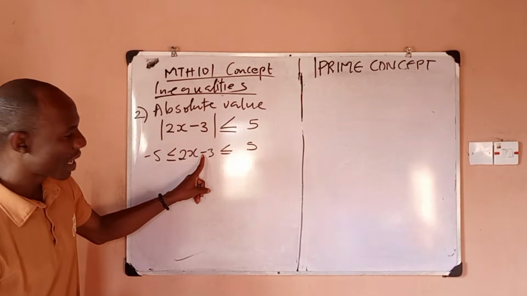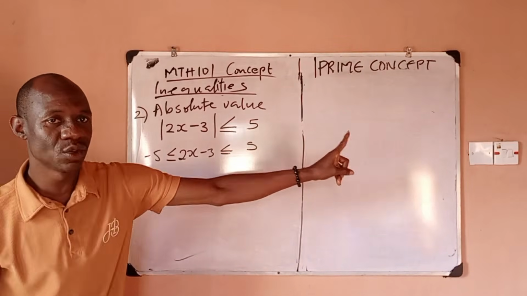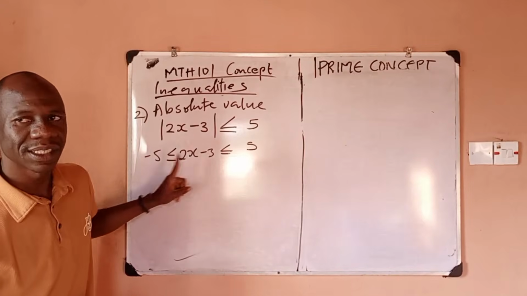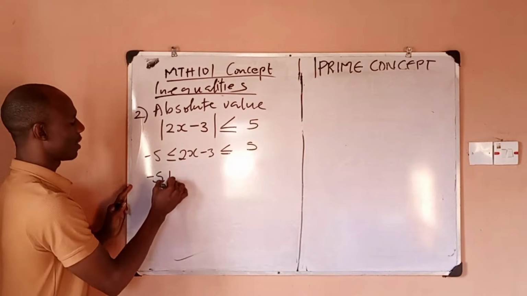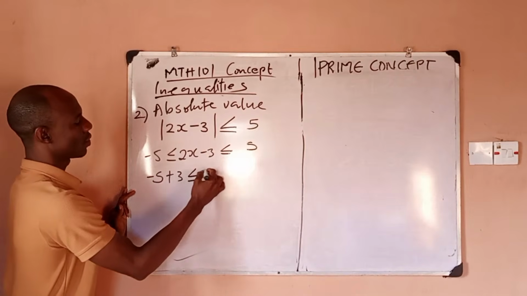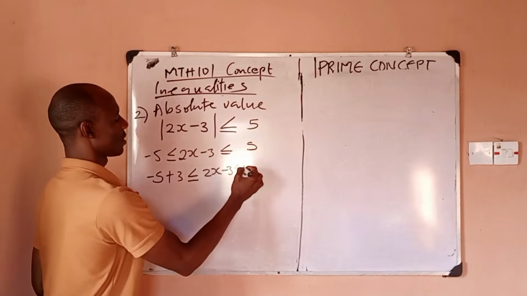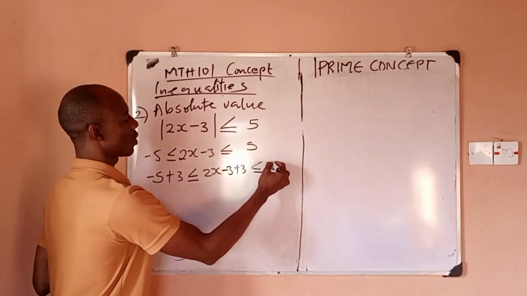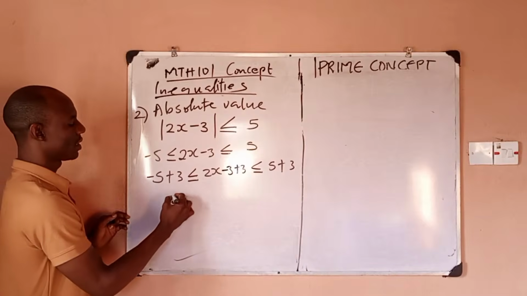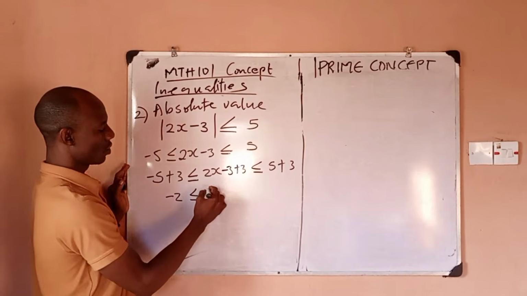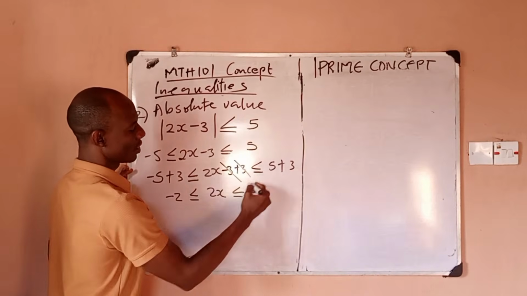Because we have minus 3 inside there, I'm going to add 3 to every side. Because this is minus 3, I will add 3 to all sides. So I have minus 5 plus 3 less than or equal to 2x, and 5 plus 3 on the other side. I'm adding 3 to every side. So minus 5 plus 3 is minus 2, less than or equal to 2x, less than or equal to 5 plus 3, which is 8.